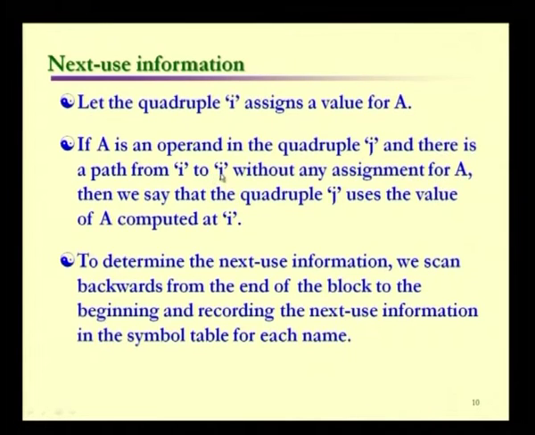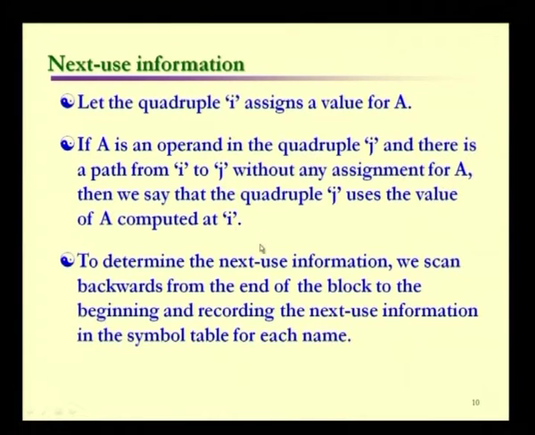So, we are able to reach the jth instruction from the ith instruction, but in between them there may be some instructions available, but there is no question of modifying the value of A in between, that is i and j. So, now we say that the definition for A in the ith instruction is going to reach the place called j. It means the quadruple j uses the value of A computed at the point called i.